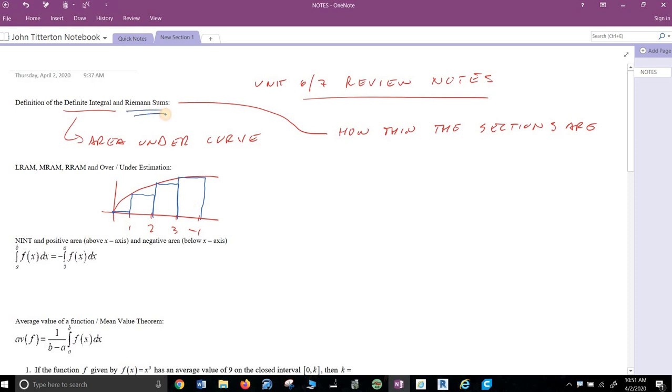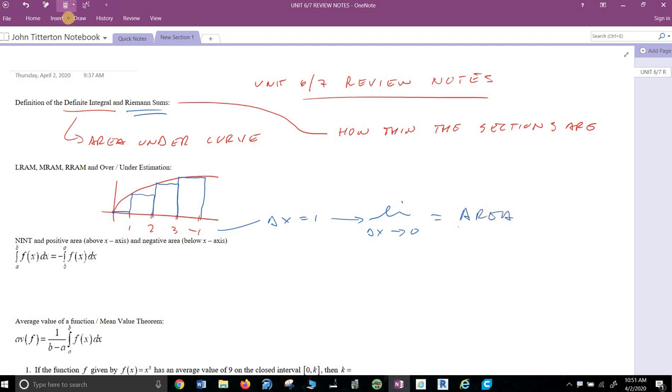Now, Riemann sum means as those divisions that are now 1, the delta x's, as we take the limit, as delta x goes to 0, we get area.